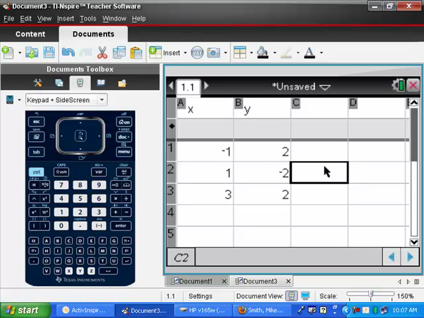There's a list editor. In list 1, you'll put the x values. In list 2, you'll put the y values. And then similar to what we've seen before, we'll do the regression.